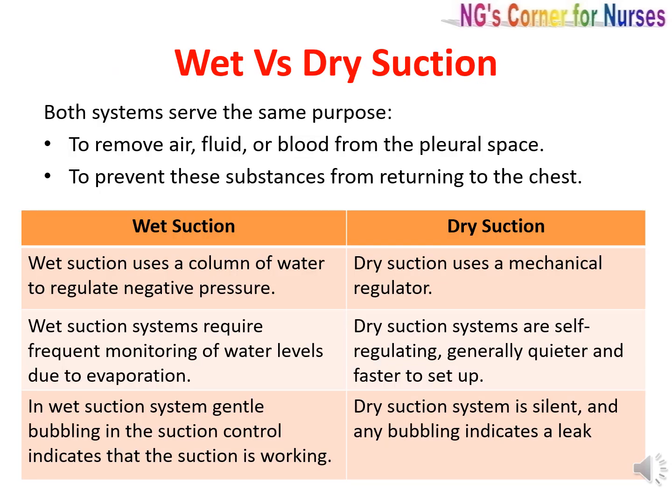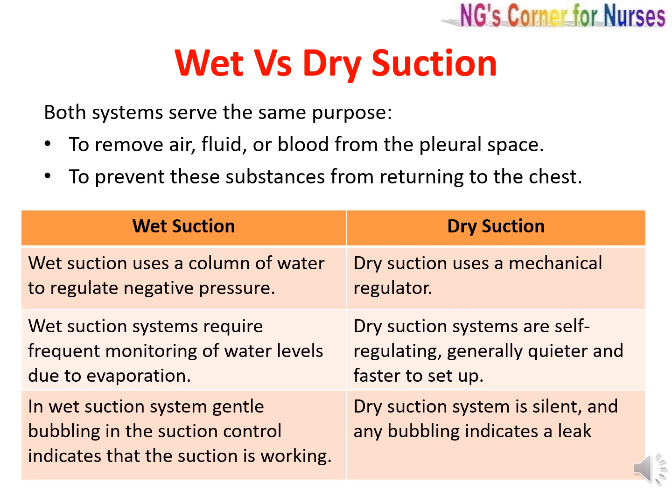Both the wet suction system and dry suction system serve the same purpose: to remove air, fluid or blood from the pleural space and to prevent these substances from returning to the chest. Let's see the comparison between the wet suction and dry suction system.